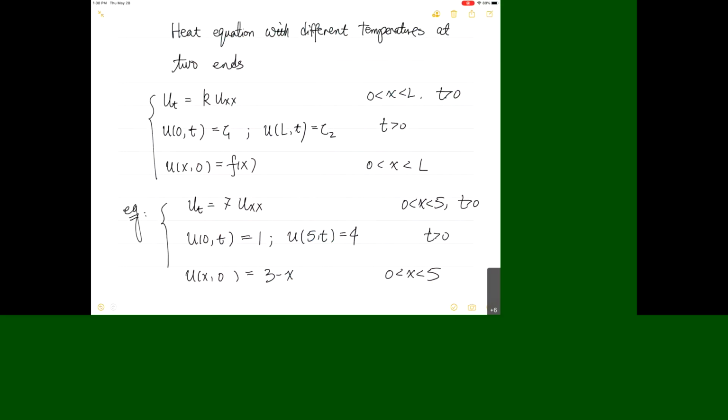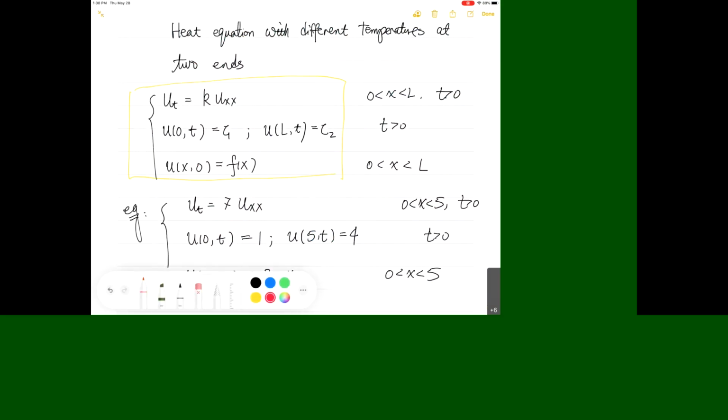Of yesterday's class, we introduced a new type of heat equation. So basically, it's what I wrote here in the yellow box. So the PDE itself is still the same, and we have the same initial condition. So what's different is actually the boundary condition.